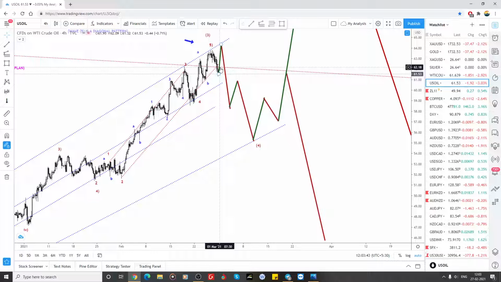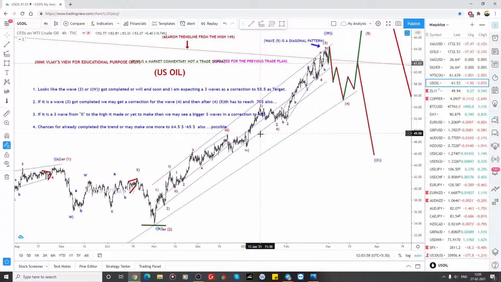I covered it at 62.3. I exited my position because I don't want to hold a short position over the weekend, because still one more high is also possible. So I placed a position at 64.51. So let's see how it goes. So this is my view in US oil.